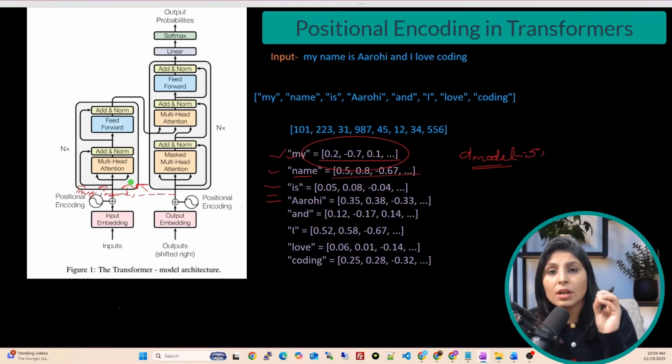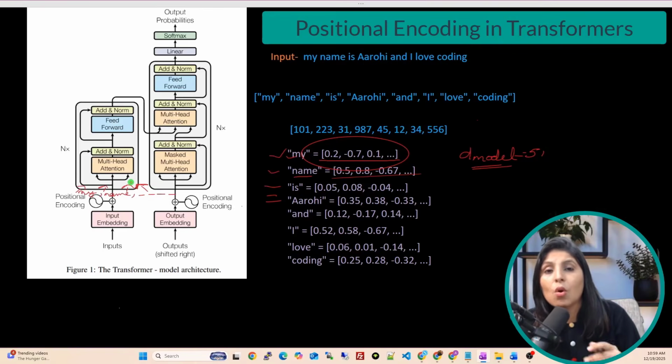If you have studied recurrent neural networks, RNNs, over there the input goes one by one. The word which goes first is at the first position, and the word which goes at the second position will be the second token. So over there, models understand that this is the first word, this is the second word, and this is the third word of the sentence or the sequence.